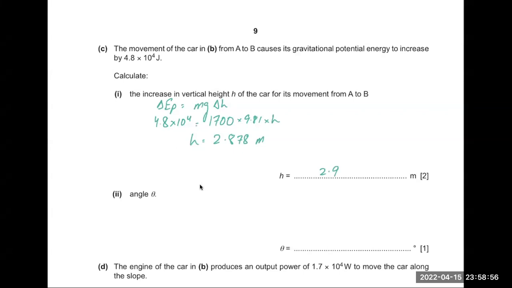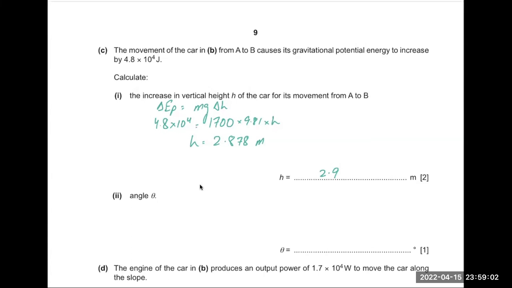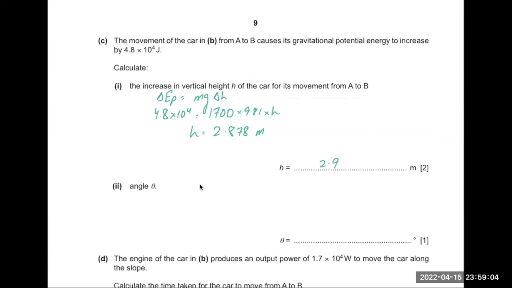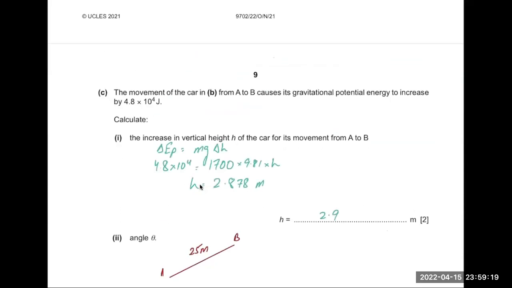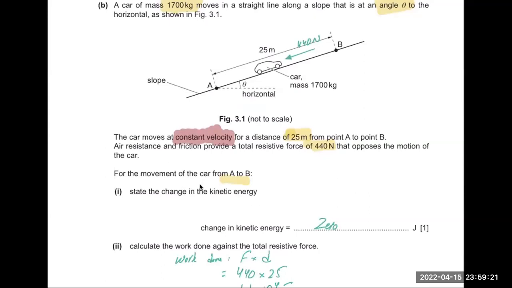The angle theta. What is the angle theta? Now, a lot of students have trouble figuring out what's happening here. How do you find out the angle theta? So the car actually moves in this direction, up the slope. This is point A, this is point B. And this from A to B is 25 meters, as given in the question.